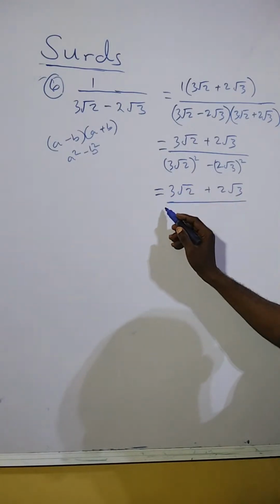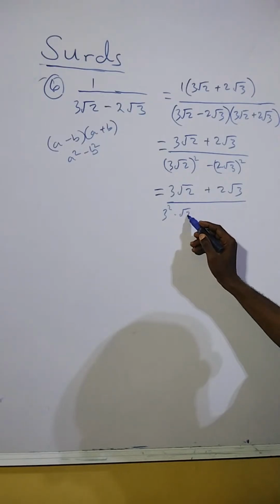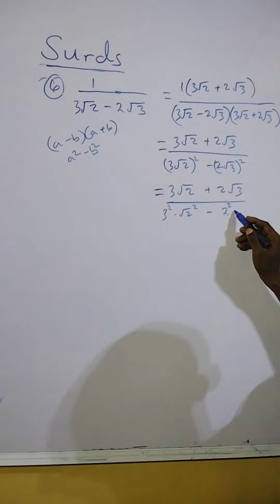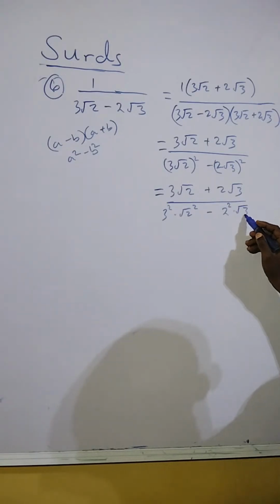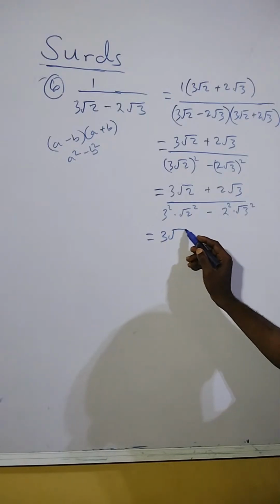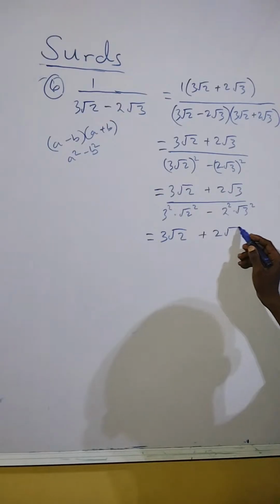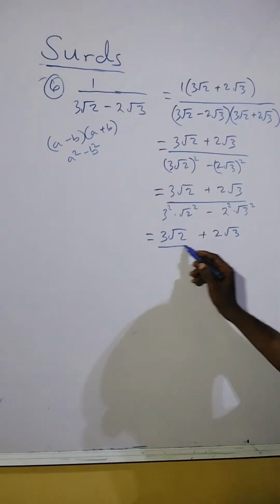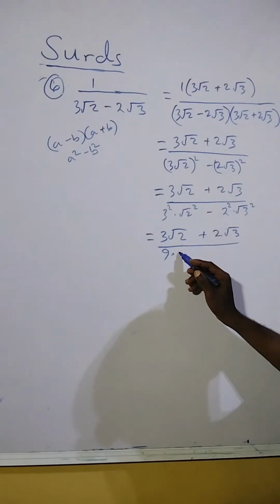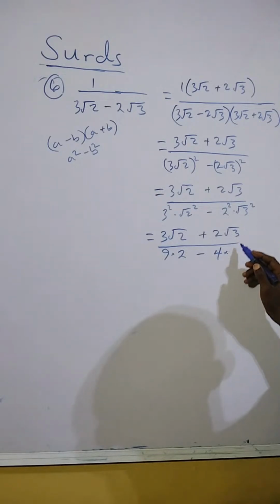over, here the square affects 3, we have 3 square times root 2 square, minus also the square affects 2, that's 2 square times root 3 square. Here we have 3 root 2 plus 2 root 3 over 3 square, 9, times root 2 square, that's still 2, minus 2 square, 4, times root 3 square, that's 3.